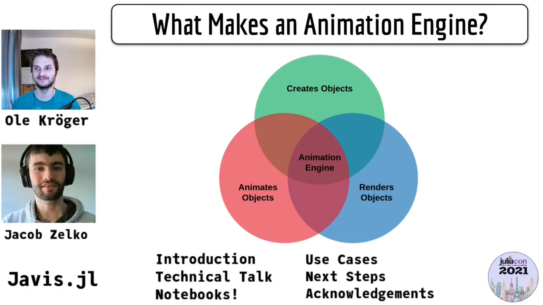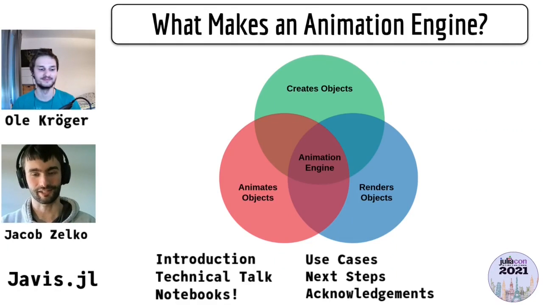Now, to get into more of the technical details about what makes Javis Javis, we must first ask ourselves the question of what makes an animation engine? Animation engines have three distinct qualities where they can create objects, render objects, and animate objects. What we mean by objects is that they can be as simple as squares or circles, or a user-defined object that the animation engine can render, animate, and finally output and make per how the user wants to see it using the tools provided by an animation engine.